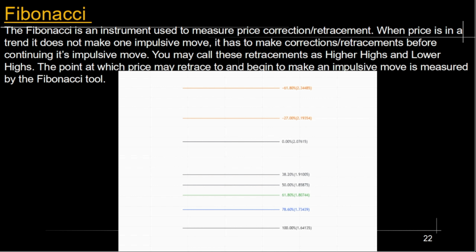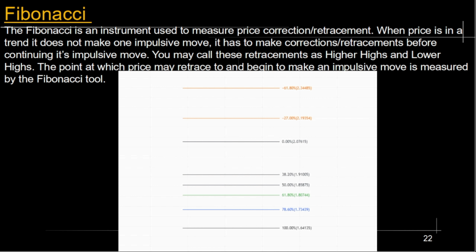The point at which price may retrace to and begin to make an impulsive move is measured by the Fibonacci tool. So this is what we use to measure the correction of price. This is what is called the Fibonacci tool. The numbers here are represented from the Fibonacci sequence. For those that don't know the Fibonacci sequence, you can go ahead and Google it. I do not have time to start explaining the Fibonacci sequence. That is out of context from what I am explaining right now.